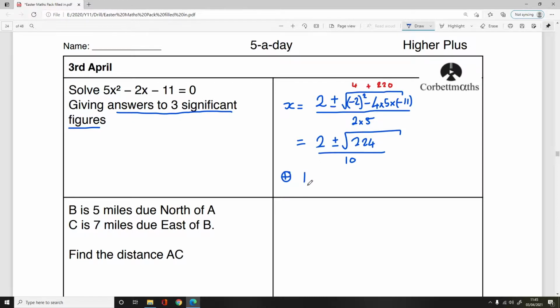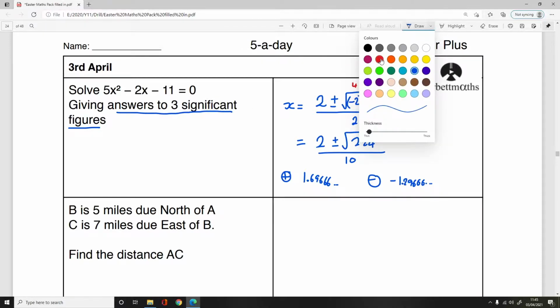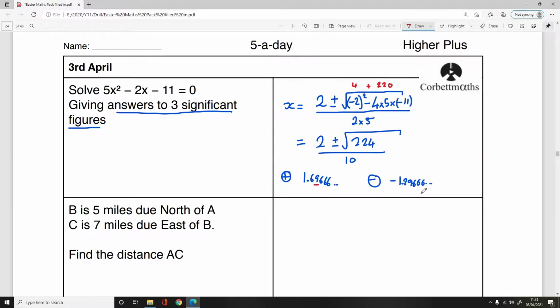So when it's an add, we'll get 1.69666. Interesting number. And when it is a subtract, we'll get minus 1.29666. Curious. But the question says round your answers to 3 significant figures. Just bear in mind that's different from decimal places. There's our third sig fig, there's our third sig fig. And in both cases they're going to round up because there's a 6 after them. So actually to 3 significant figures it is 1.70 and minus 1.30.